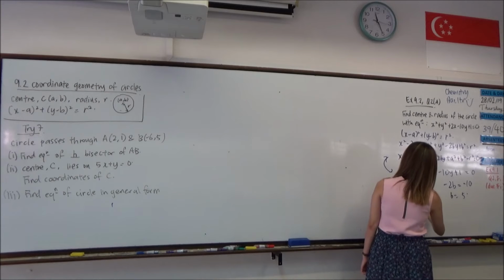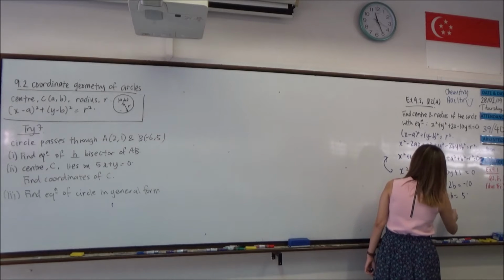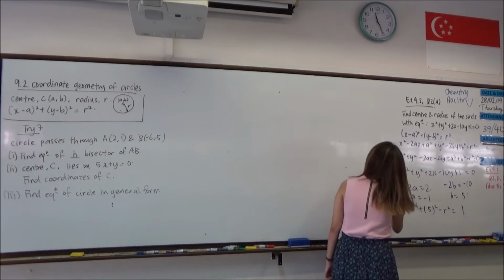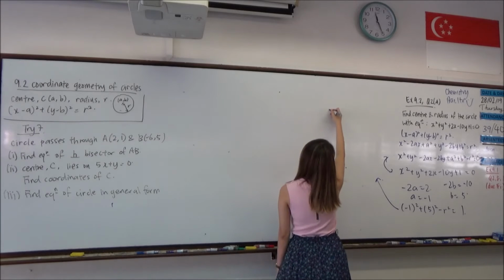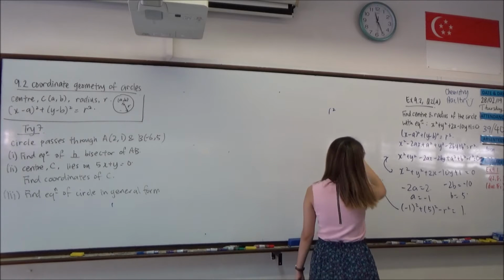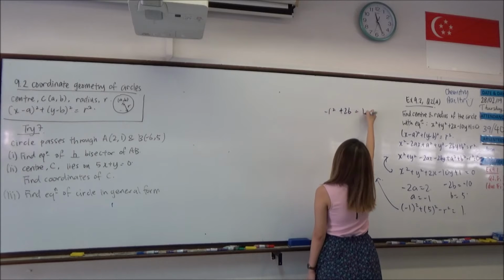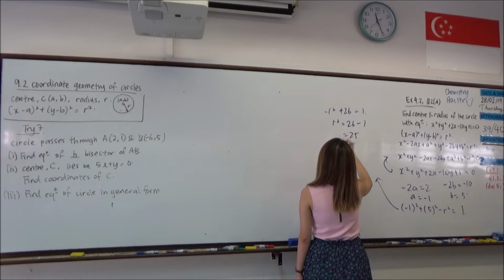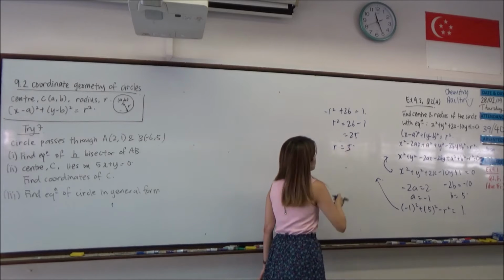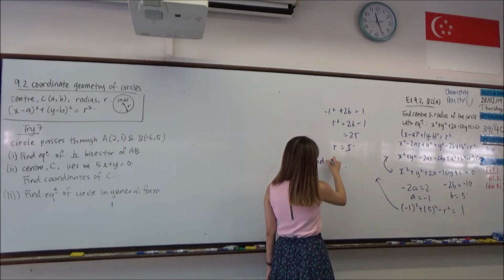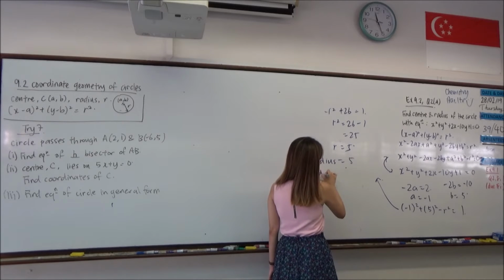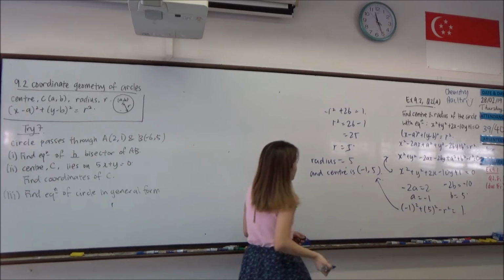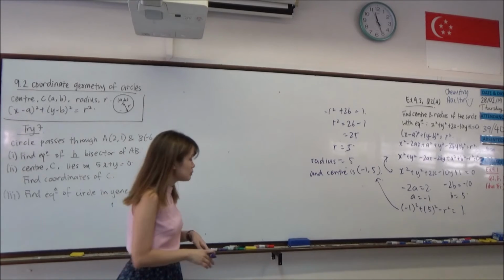And then finally, the constant term will be equals to 1. And therefore r squared is 1 plus 25, 26. So the radius of the circle will be 5. And then the center is at (-1, 5). Okay? So we got an idea?